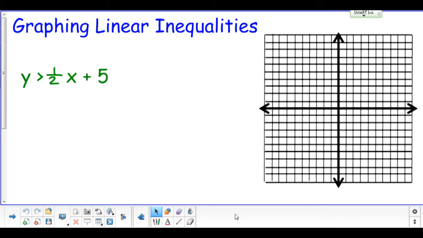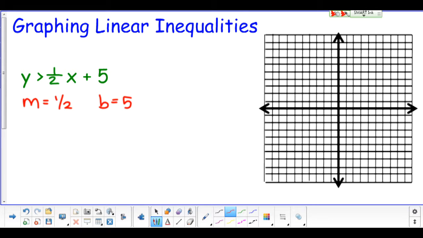When graphing a linear inequality, we want to make sure that it is in slope-intercept form. So we want the y on the one side and the slope with the x and the y-intercept on the other. So we want to start by graphing this as if it was an equation. So for our inequality, y is greater than 1/2 x plus 5, our slope m is 1/2, and our y-intercept b is 5.